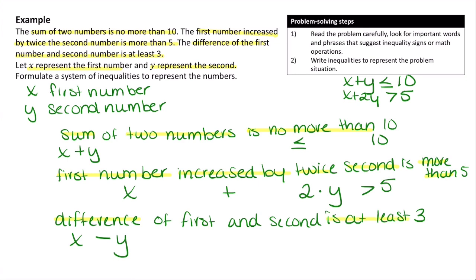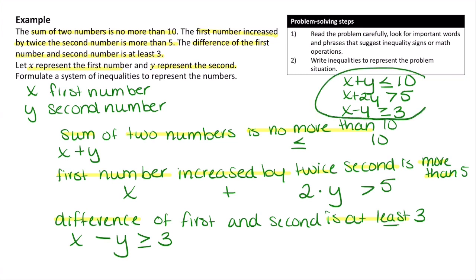At least is one of those phrases that can be a little bit confusing, because people look at the word least and think it's less than, but at least is greater than or equal to. The way I like to think about it is in terms of money. If you have at least $10, that means you can have $10 or you can have more than that. That's why at least is greater than or equal to. That's just how I remember it. And then we have 3. So finally we have our third inequality, which is x minus y is greater than or equal to 3. And that's all we need to do in this problem.